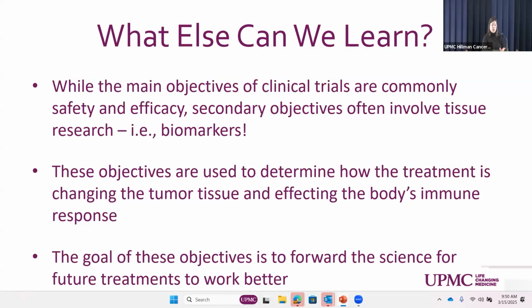So what else can we learn? The main objectives of these clinical trials typically are safety and efficacy, but the secondary objectives often include tissue research, which is where, again, these biomarkers come into play. These are used to determine how the treatment is changing tissue, changing the body's immune response to the treatment, to the tumor. And our goal is to build more clinical trials and build the science for future treatments to work better.